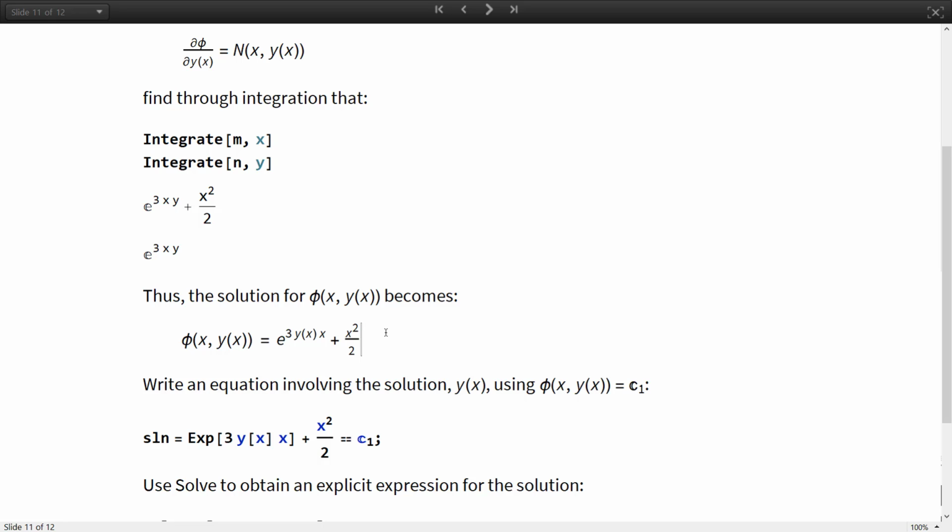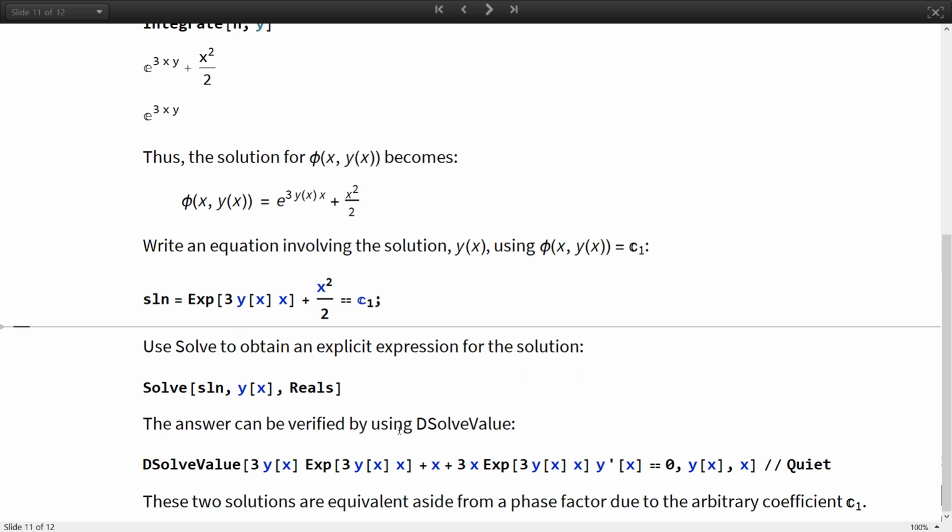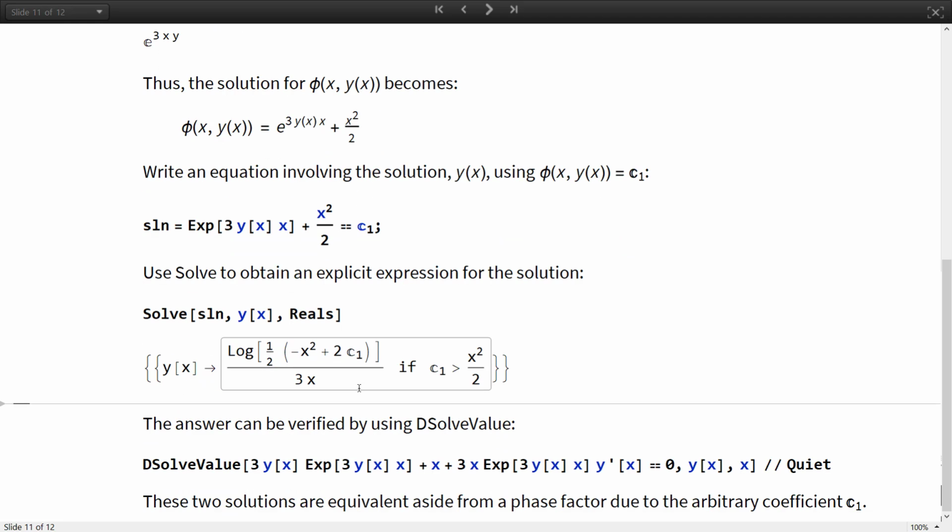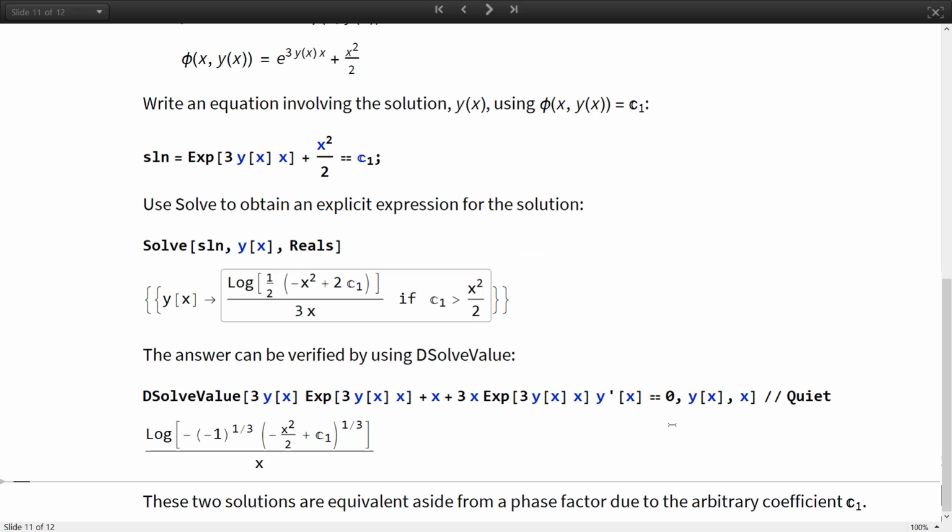Finally, including the arbitrary constant to write an equation involving the solution y of x. With this equation defined, solve to obtain an explicit expression for y of x. The answer can be checked using the DSolve value. The form of the two solutions are slightly different, but the two are equivalent up to an arbitrary phase factor, which is taken into account by the arbitrary constant.